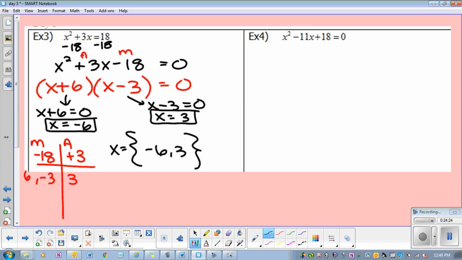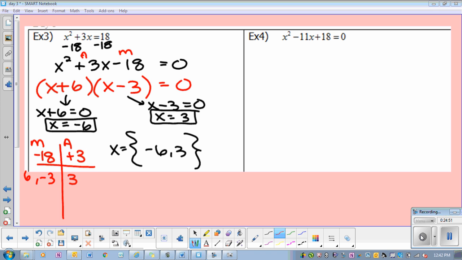Wait, how'd you go straight into it? Did you just take the 6 and negative 3 and put them with the x? Yep. Guys, this is just a space to put your answers. It's a solution set. It's a little group of solutions. All right, so you guys try example 4, please.